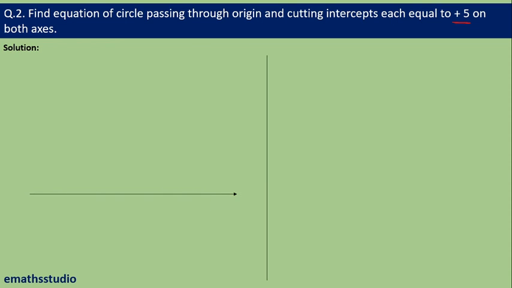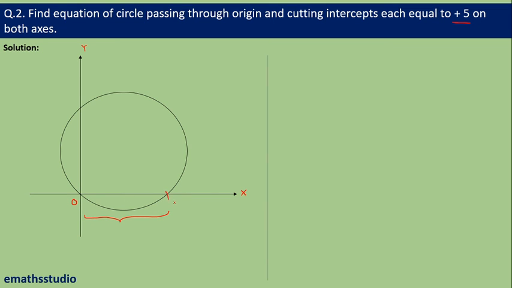First of all, I'm considering some diagram. Let this be x-axis and let this be y-axis. Now we are showing some circle which is passing through origin. And they mention that this circle is cutting intercepts equal to +5. Now +5 means it is cutting positive side of axis. So that's why I have shown first quadrant and positive x-axis and positive y-axis. By the way, this +5, that means this value is 5 and the point has coordinates (5, 0), as well as this point has coordinates (0, 5).